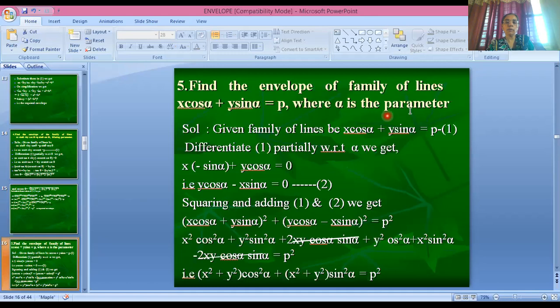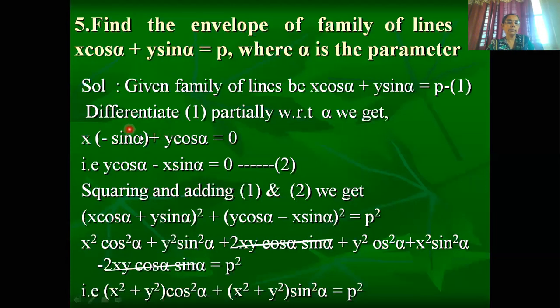Next, find the envelope of the family of lines x cos alpha plus y sin alpha is equal to p, where alpha is a parameter. So this is also very simple. Just differentiate this equation 1 partially with respect to alpha. It is x into minus sin alpha, that is minus x sin alpha, plus y into cos alpha. Differentiation of cos alpha is minus sin alpha, equal to 0.